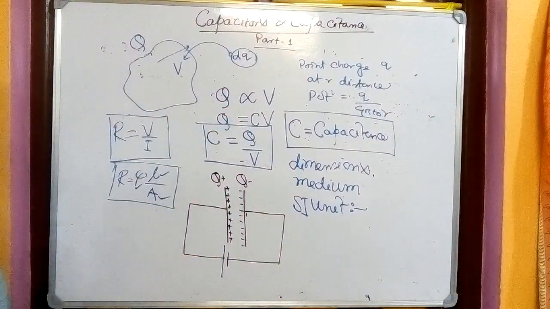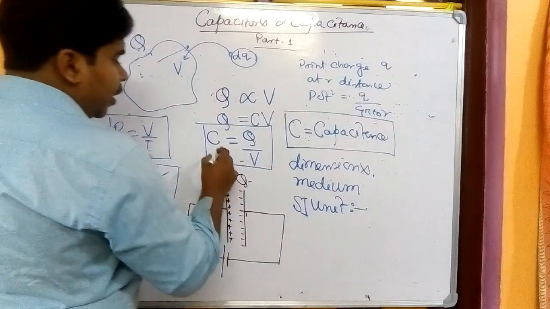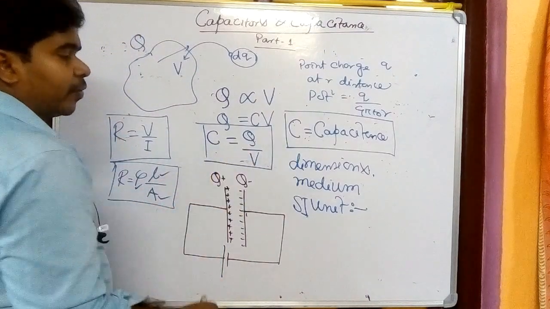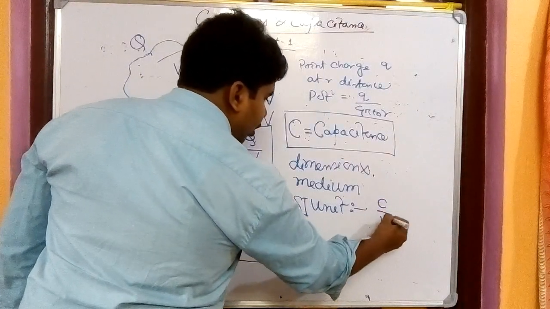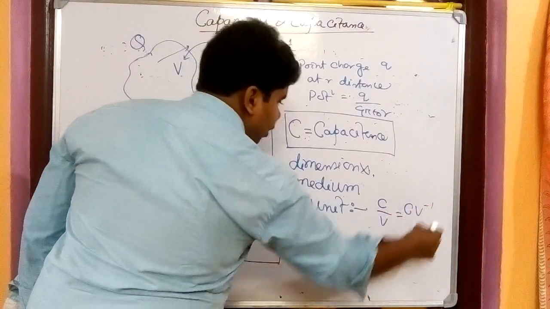What is the SI unit of capacitance? From this equation we say that capacitance equals Q by V, charge by potential. So the SI unit will be coulomb by volt, that means coulomb volt inverse.